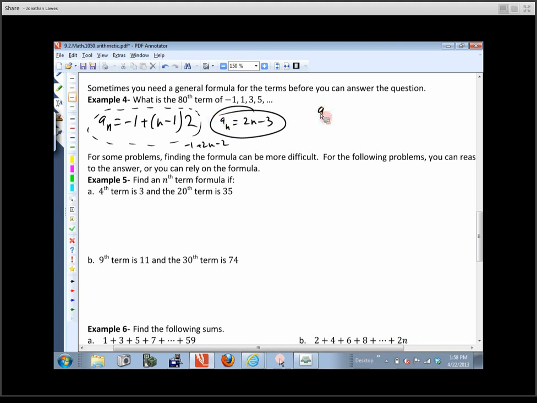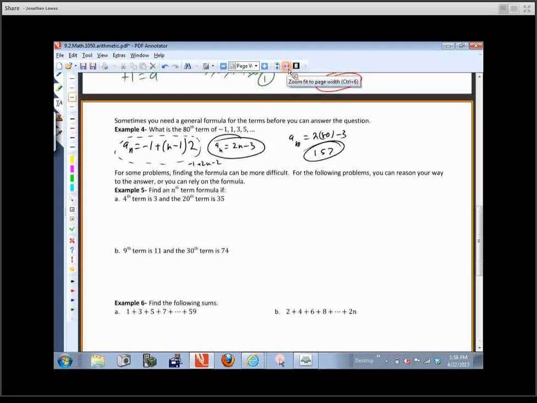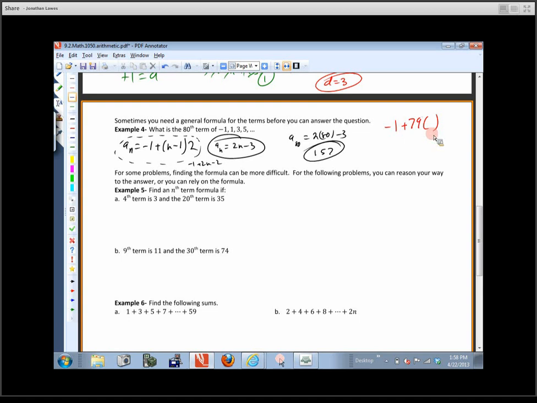But what we're really interested in is the 80th term. So that's going to be 2 times 80 minus 3. So that's going to be 157. Do you want to know the quickest way to do it? Again, it relies on knowing how these work. How many common differences would there be between the first one and the 80th one? There'd be 79. So you take -1, add 79 common differences, and common difference is 2. So 2 times 79 would be 158. Subtract 1, 157. Yeah, it's plugging in the specific idea. Yeah, it's the same thing.